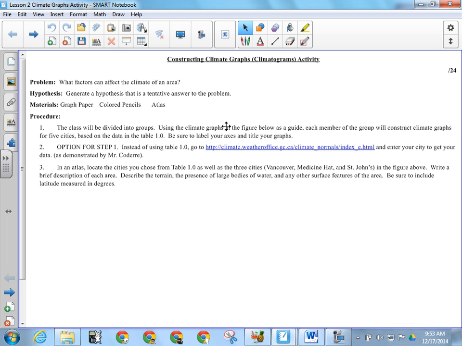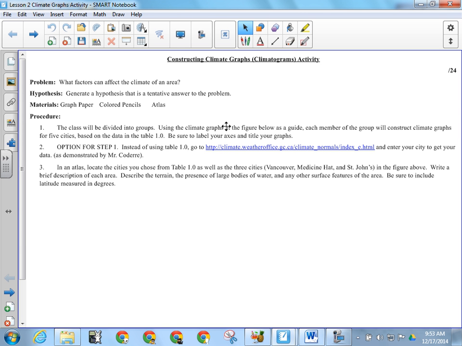So we're looking here at what factors can affect the climate of an area. That's the problem we're investigating. Essentially, we're trying to find out, mostly for Canada, what are the big factors that affect Canadian cities? It's not the same for all of them, because obviously there are fairly large geographic differences from place to place within Canada.